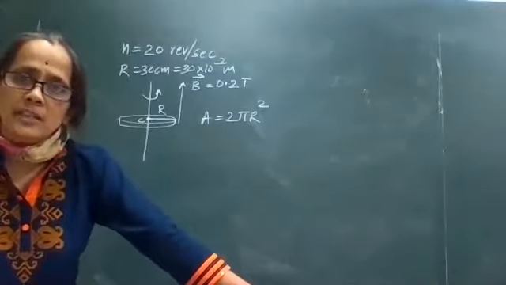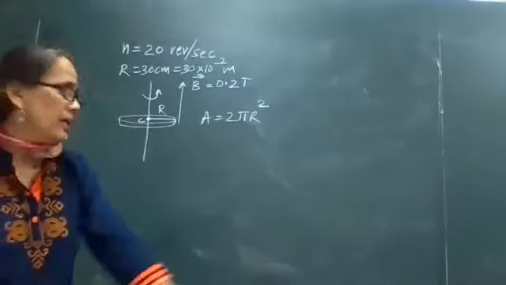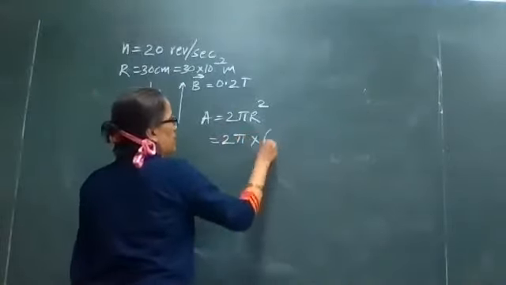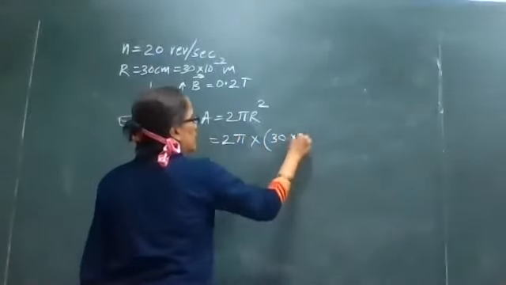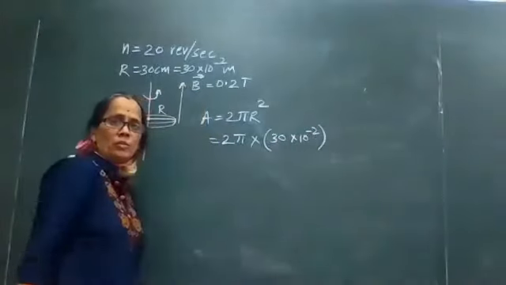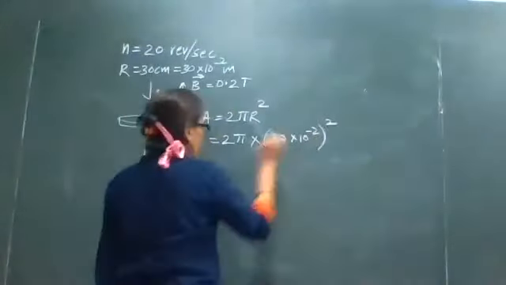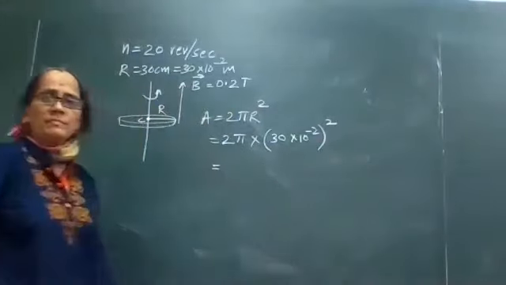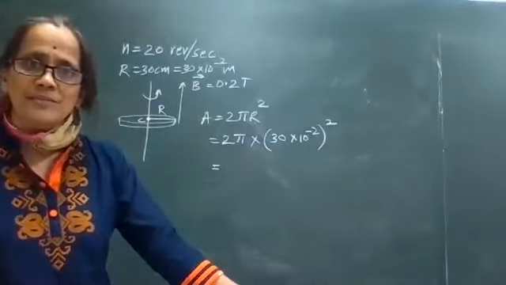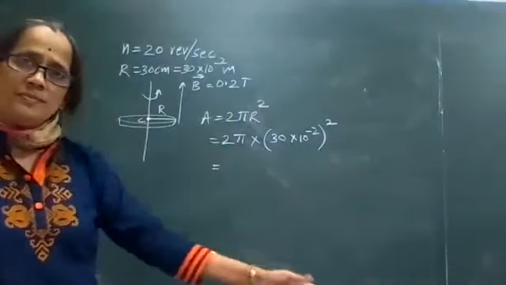Now all the data is ready with you. The radius is given as 30 centimeter, so you can put that value. Here 2 pi multiplied by 30 into 10 raised to minus 2, where centimeter has been converted into meter, bracket square. Clear? You have to do that because it is a simple calculation.